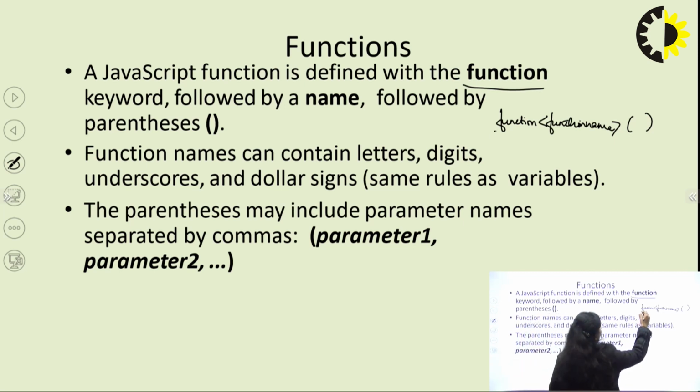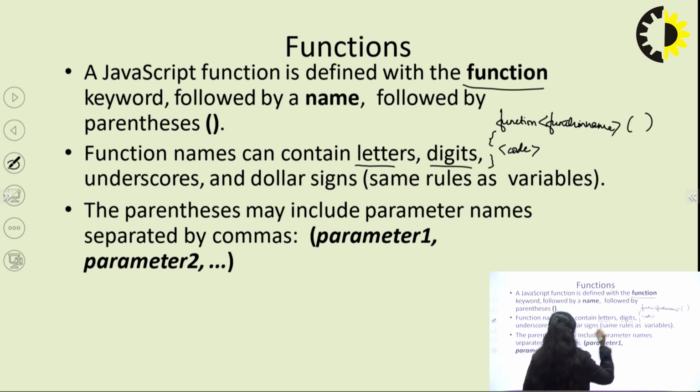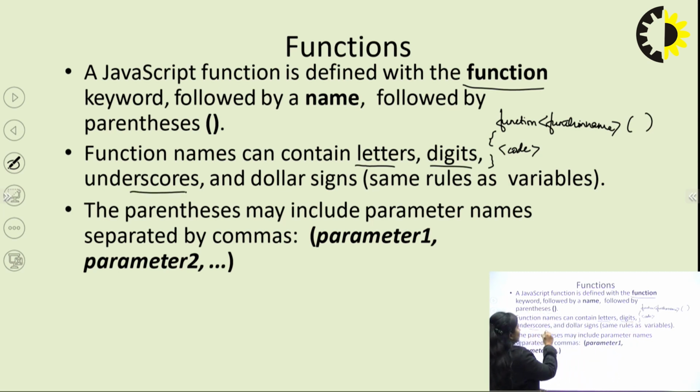After this, we will have the curly braces, and in these curly braces the whole code for this particular function will be written. The function name can contain letters, digits, the underscore and the dollar sign. Basically, the rules for writing the name of a function are similar to writing the name of a variable. Like how we declare variables, the same rule will be applicable to functions as well.